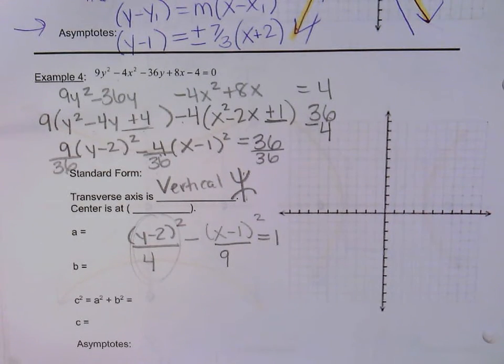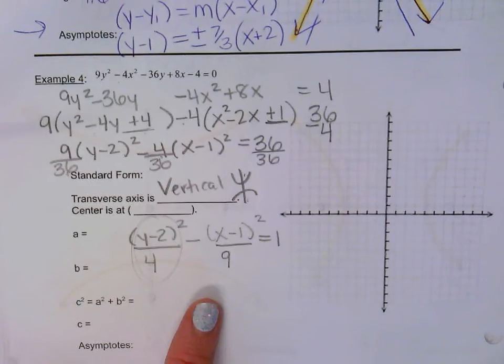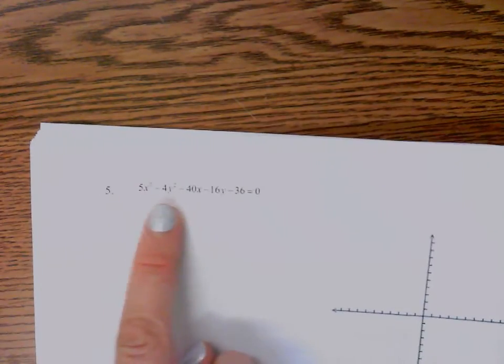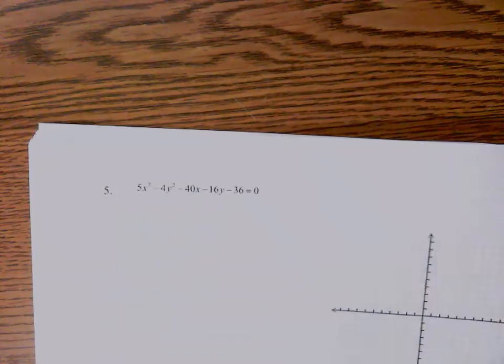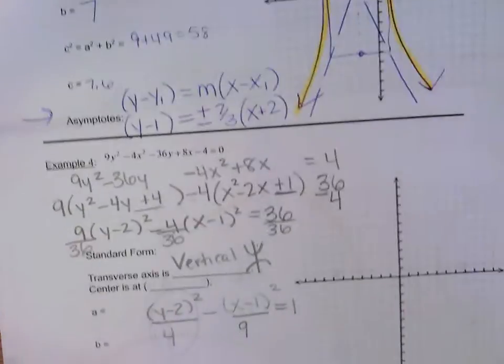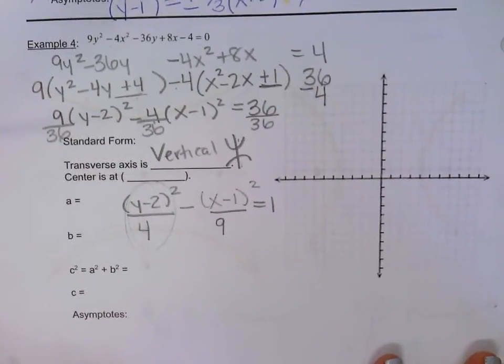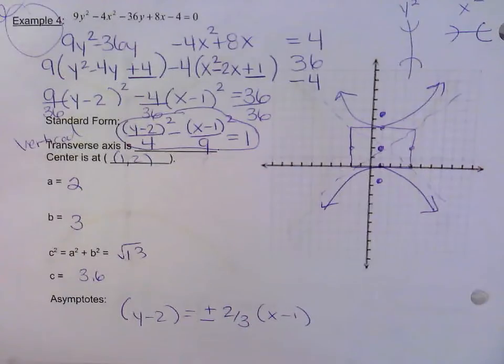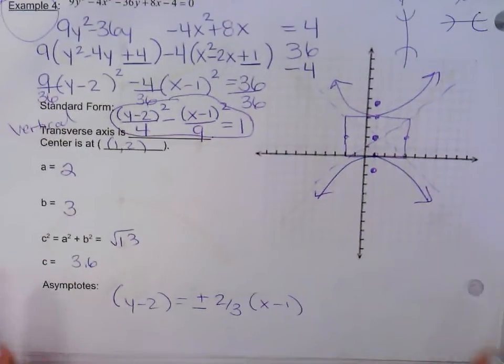Then I want you to check your answer to example 4. And I want you to try on your own page 409, number 5, which is another completing the square problem for hyperbolas. And then pick another problem on there if you still have time, but finish this one first. So this was this example. You're going to finish, and I'll put up the answer to example 4.